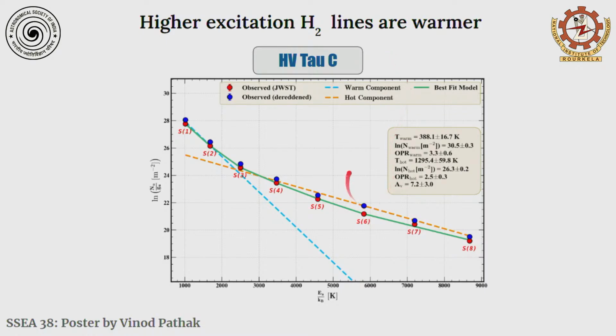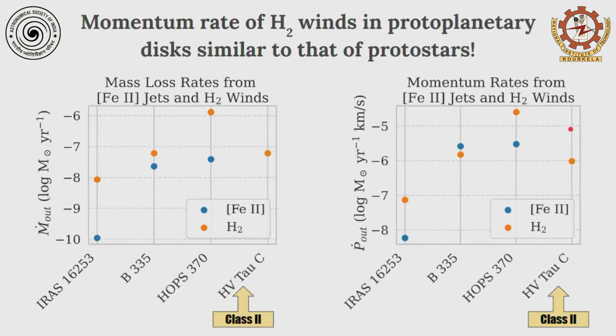same. So here also we see higher excitation, the winds seen in higher excitation H2 lines are warmer, about 1000 K or 1500 K. We just put this one point for the protoplanetary disk here along with the protostellar thing. We haven't worked out the iron to the collimated jet mass loss rate. We are still working on it.